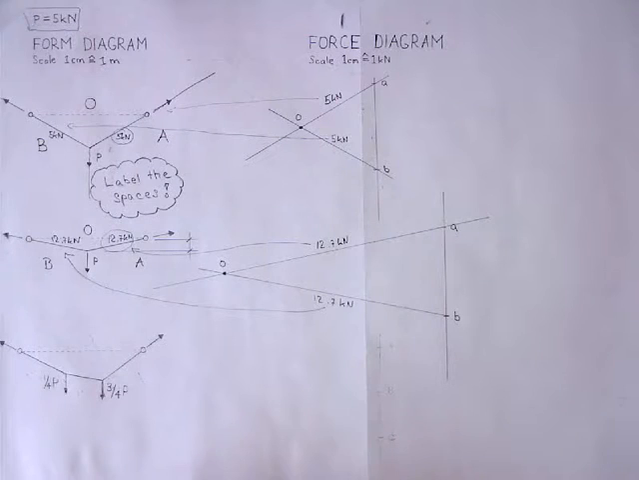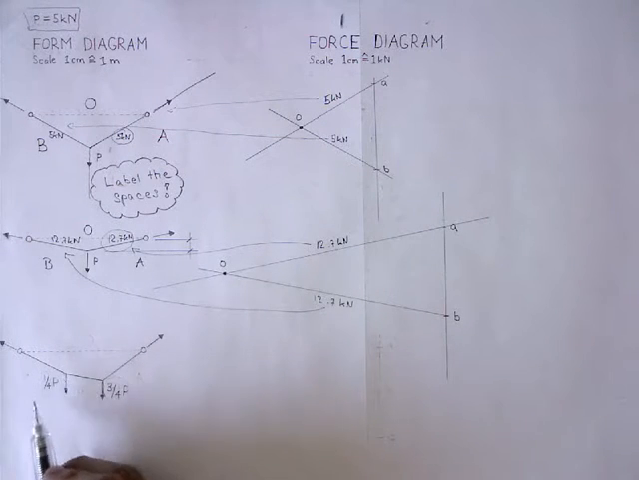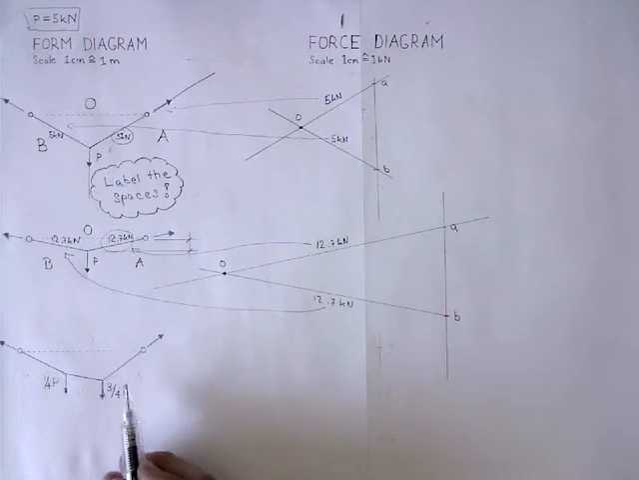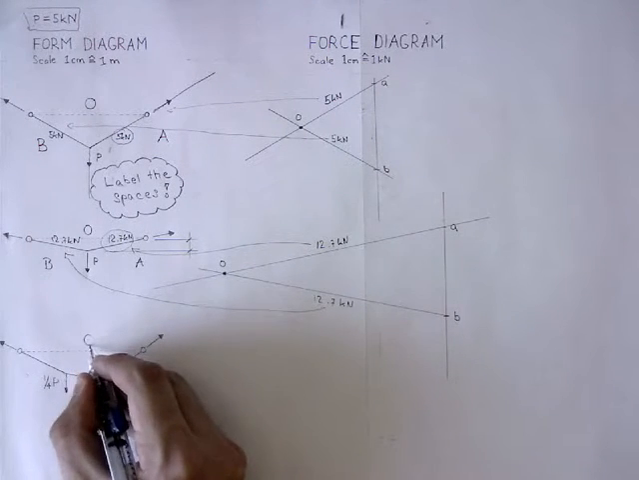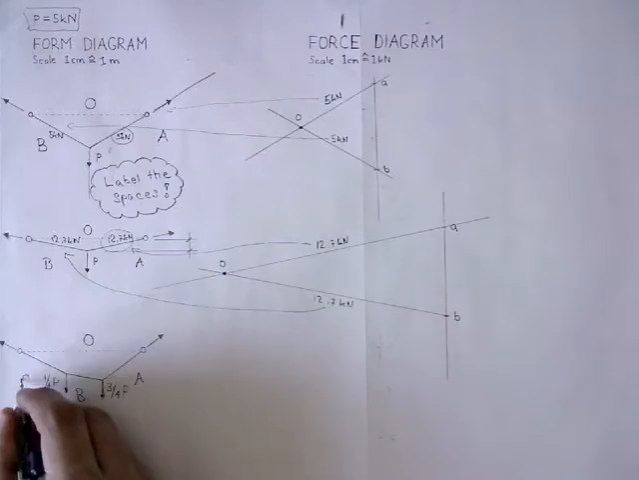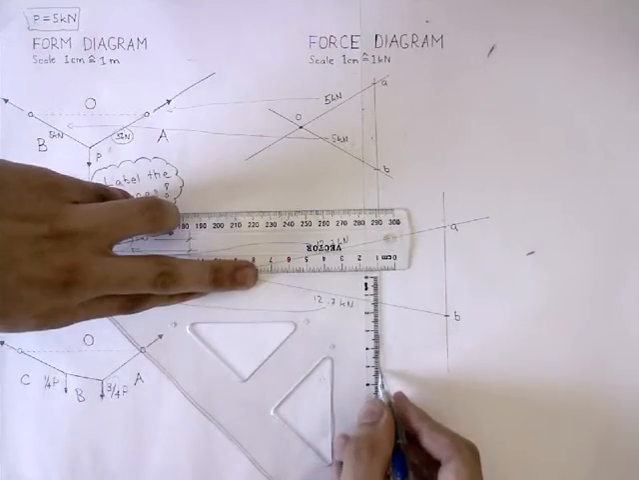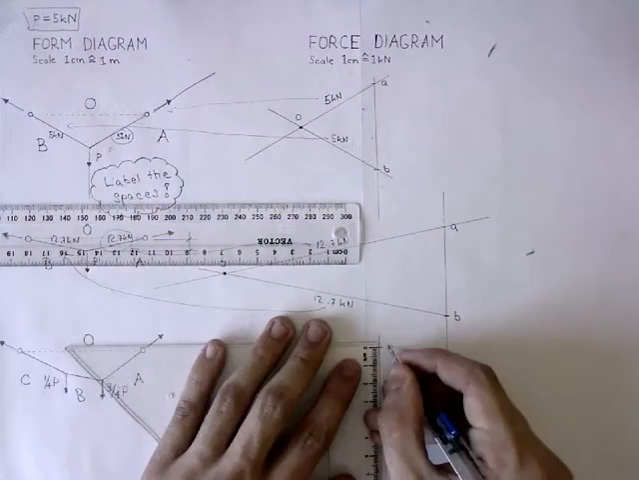Here we have two forces. The first one is 1.25 kilonewtons. The second one is 3.75 kilonewtons. Label the spaces. Draw the load line. Mark point A.